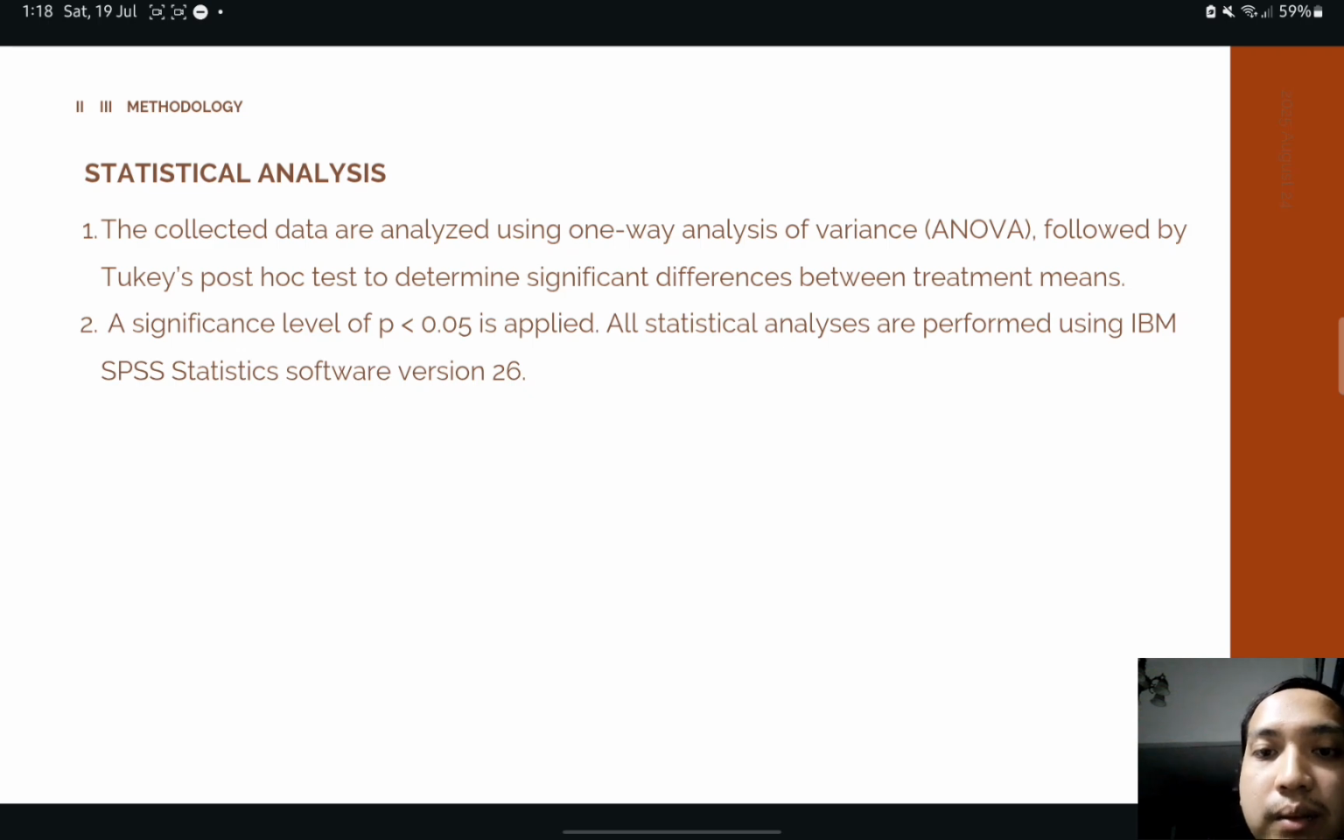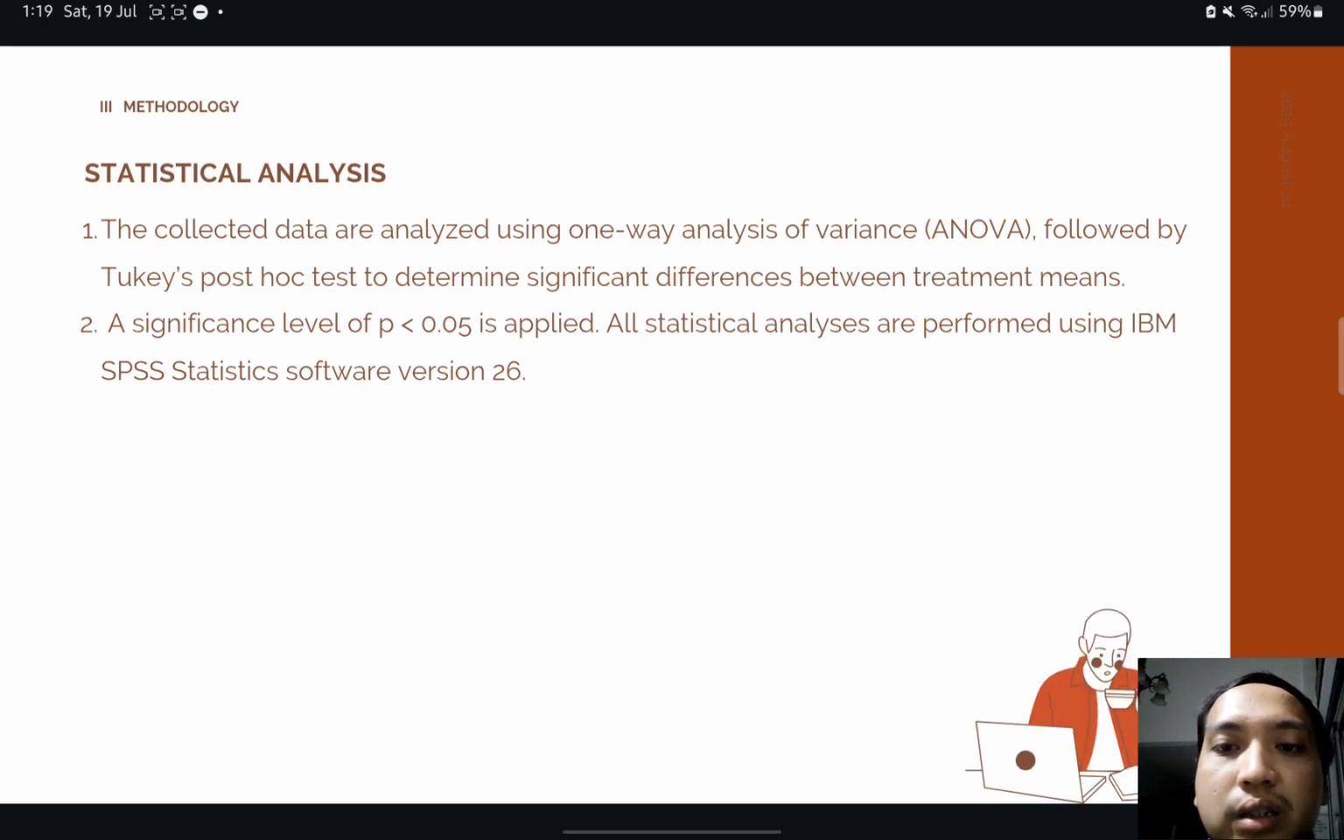So the final step is statistical analysis. All the collected data is analyzed using one-way ANOVA, followed by Tukey's post hoc test to determine the significant difference between treatments. A significance level of P less than 0.05 is applied, and all statistical analysis is performed using IBM SPSS. With statistical analysis, we can view and compare the total antioxidant activity, total antioxidant capacity, and growth parameters based on the UV wavelength that we use.